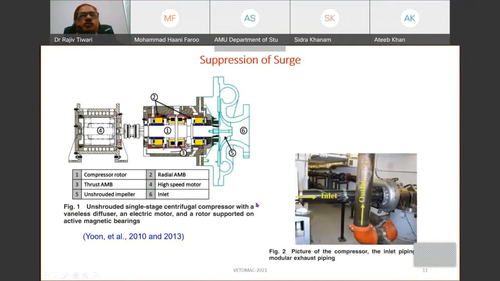So this is the test rig for them. This is the compressor, and this is the outlet pipe, inlet pipe, and there are two radial bearings, and in between there is a thrust bearing which is supporting the rotor. This is the compressor, and using this they were adjusting the axial movement of the rotor so that the casing and blade clearance can be maintained at a particular level, so that the performance is better, and at the same time the surge instability can be avoided.